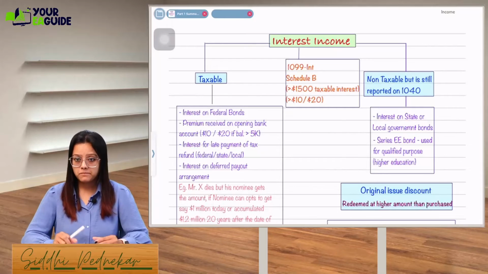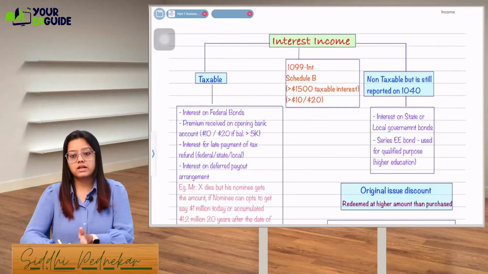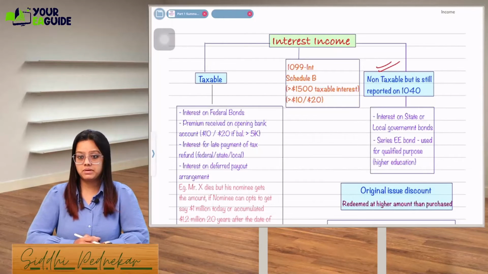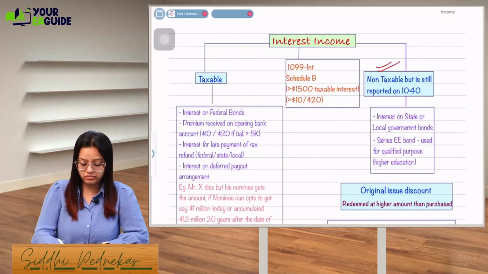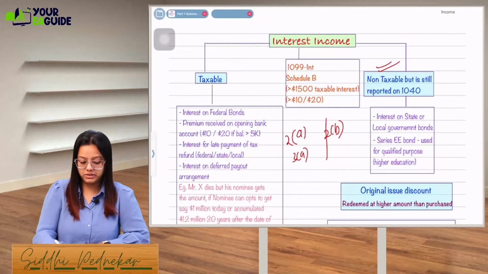Interest income will include a certain amount which will be taxable and a certain amount which will not be taxable. First, let's see what is non-taxable. Non-taxable, but it will be included on the 1040 form. Do you remember on the 1040 form you have line 2A, line 2B, 3A, 3B. So the inner line is non-taxable, the outer line is taxable.